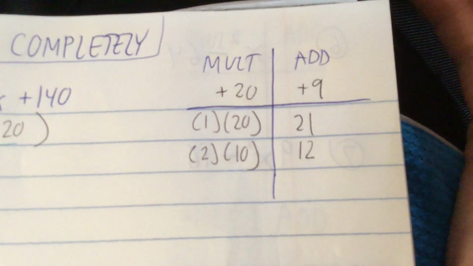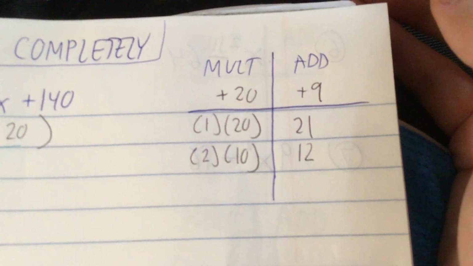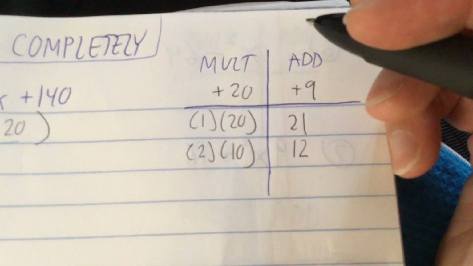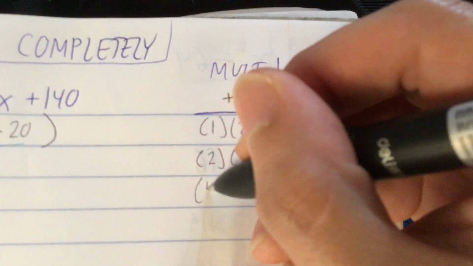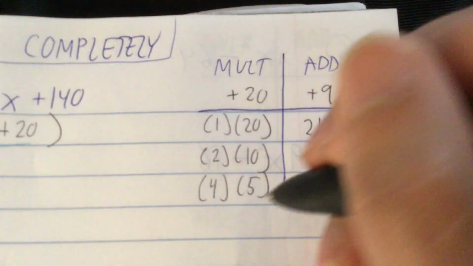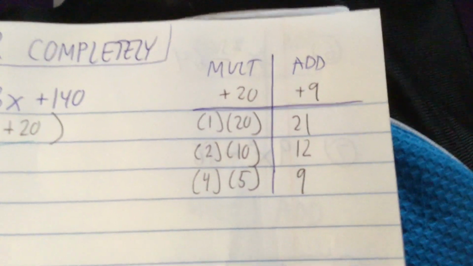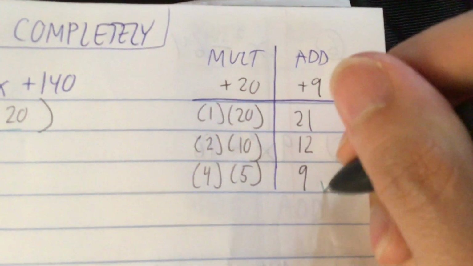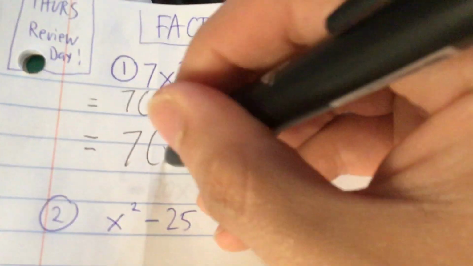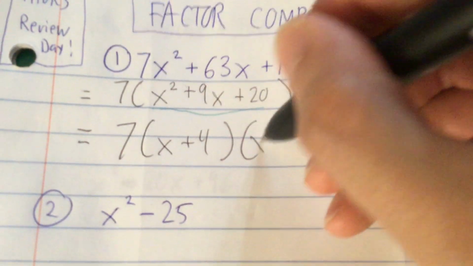Can I divide by 3? No, it's going to be a decimal. I believe it's 6 and 2/3, 6.6 repeating. Divide by 4. Yes. So that's going to be 4 times 5. Positive 4 times positive 5. They multiply to make 20, and they add to make 9. We win. So that's our winning combination right there. So what does that mean? I can break this down by pulling out the 7, and I'm going to break this down into x plus 4 times x plus 5.